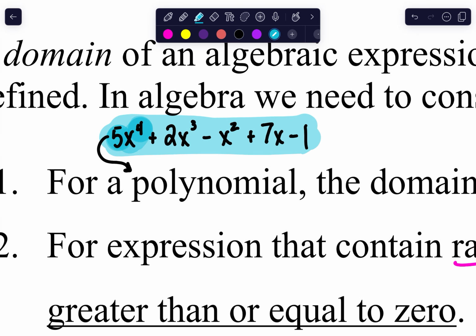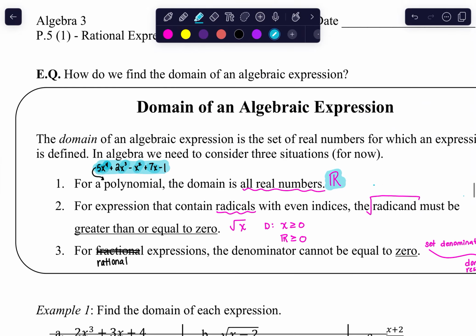I can raise any number, fraction, decimal, whole number, integer, to the 4th power. Here, I'm allowed to raise it to the 3rd. I can square any number. I can multiply any number by 7. And that's how all of our polynomials are. So for a polynomial, the domain is all real numbers.